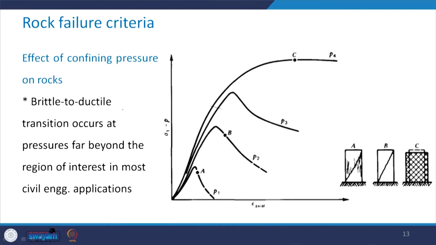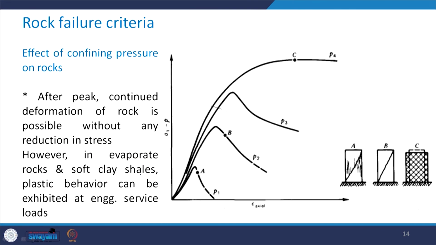Now how will the failure mode look when we increase the confining pressure on the rock? Is it going to be the same throughout, or with increase in the confining pressure is there going to be any change in that as well? Let us see. This brittle to ductile transition occurs at pressures which are far beyond the region of interest in most of the civil engineering applications.